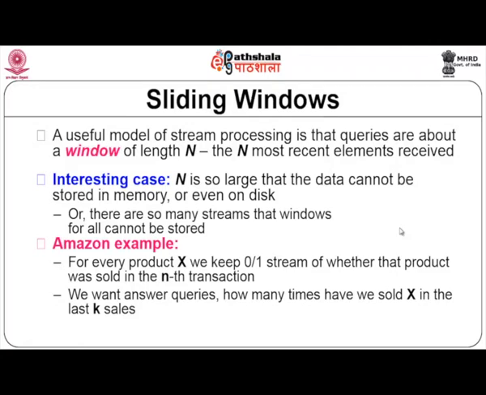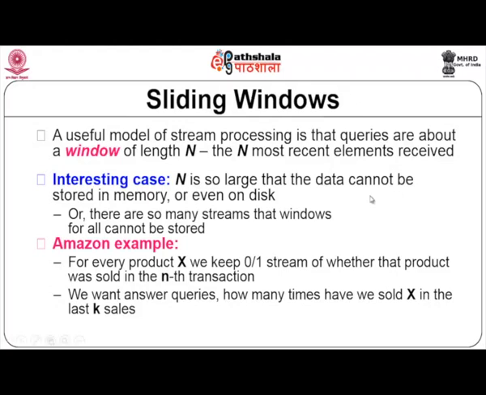Now, let us come back to the Amazon scenario. Assume for every product X, you are going to have either a 0 or 1 in the data stream, indicating whether the product was part of a transaction or not. Now, you are going to hold n transactions within a specific time window. If we want to answer queries like how many times Amazon has sold the product X in the last or the recent K sales, then you will have to define a window whose size is K, and in that K you will have to identify how many transactions contain the product X.